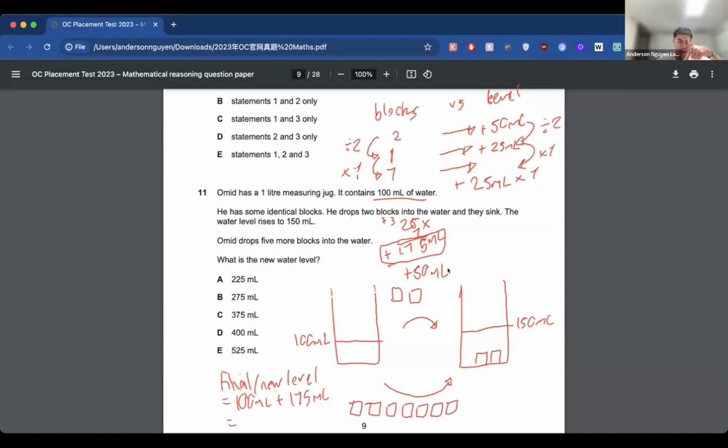I'm not sure what you guys can see right now, but one of these has to be a 7. And you should get 275 milliliters, B. Okay, sound good? All right.